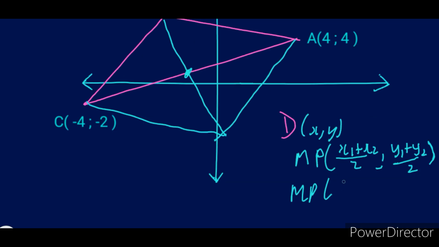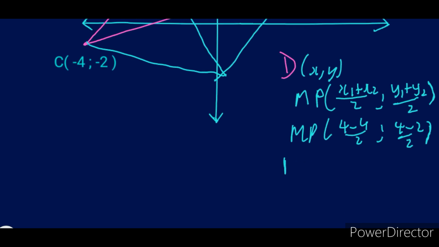So we're going to have 4 minus 4, because it's 4 plus -4. Then we're going to have 4 plus -2, which is the same as 4 minus 2. So the midpoint is going to be 4 minus 4 is 0, divided by 2 is still 0. And then 4 minus 2 is 2, divided by 2 is 1.